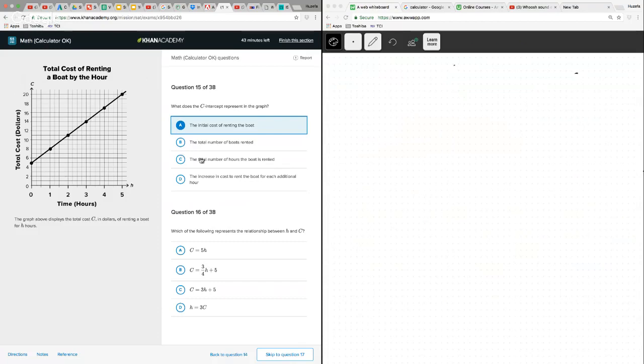Not this, total number of boats. No, none of these make sense. This is the starting point, so the initial cost. It's always the Y, or in this case, the C-intercept.